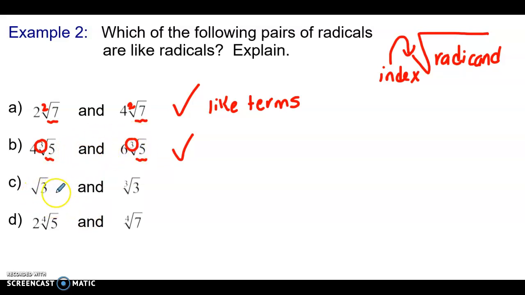Part C. We have the same radicand, the number inside the radical symbol is the same. However, in the first, we have an index of 2, and the second one we have an index of 3. They do not have the same index, therefore they are not like terms.